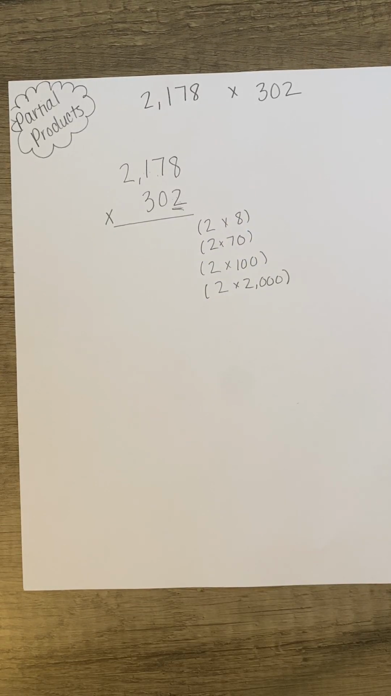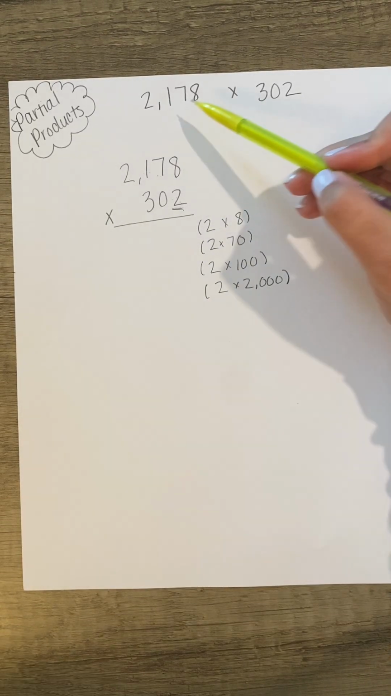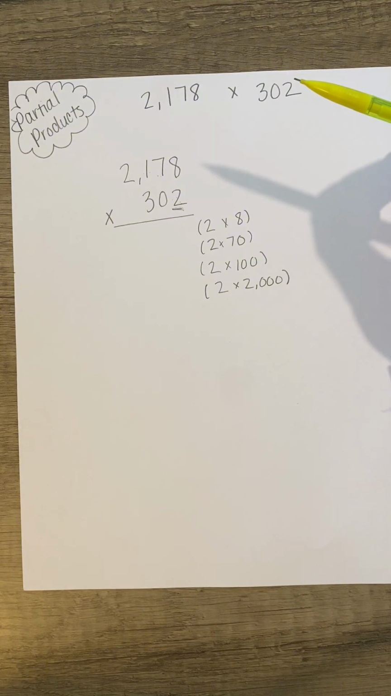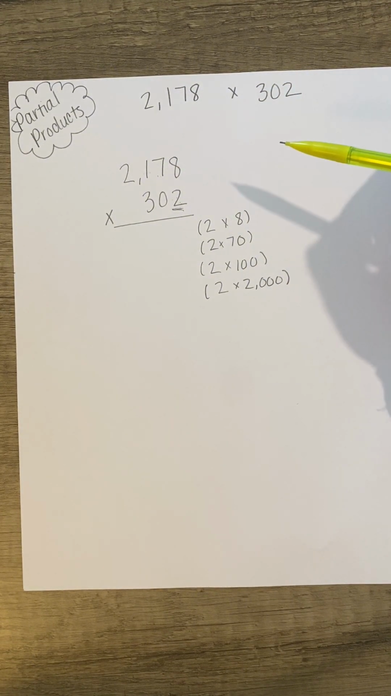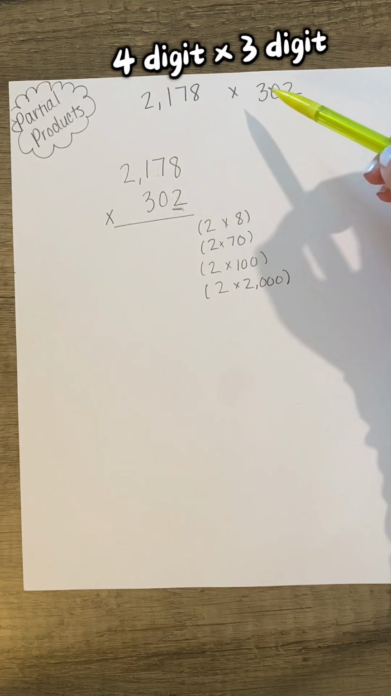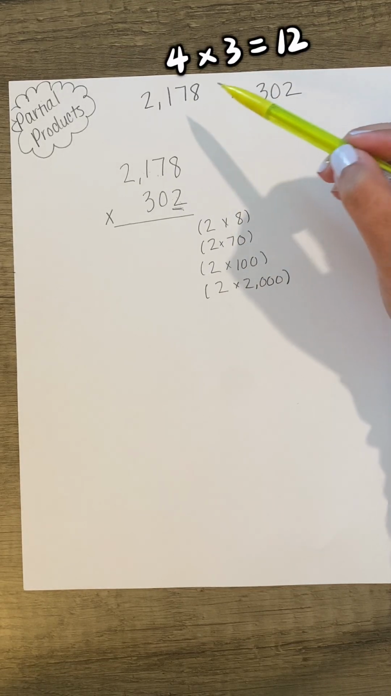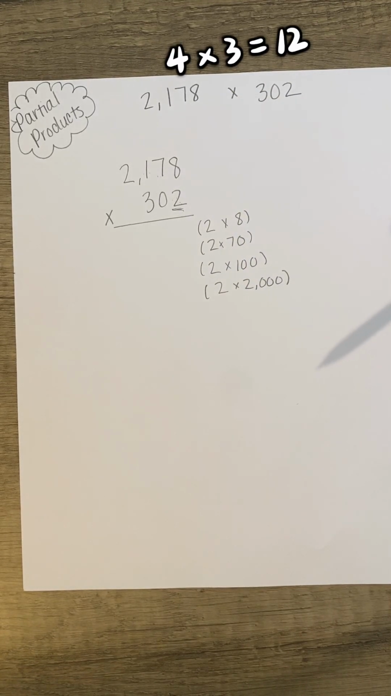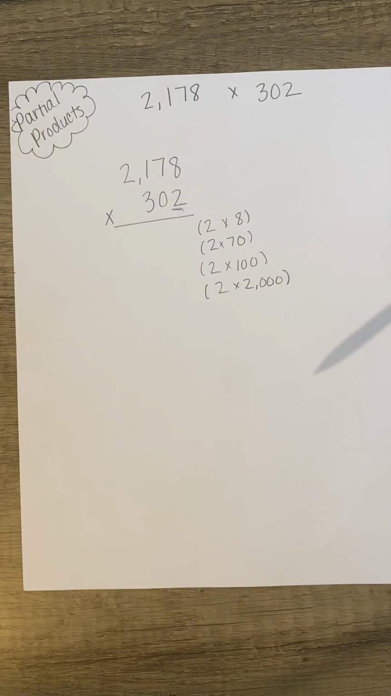If you remember what I said in the previous partial products, the way to figure out the number of partial products we're going to have is dependent on what we're multiplying by. So here we've got a 4-digit by a 3-digit. So 4 times 3 would be 12. We should have 12 partial products here that we are adding together.